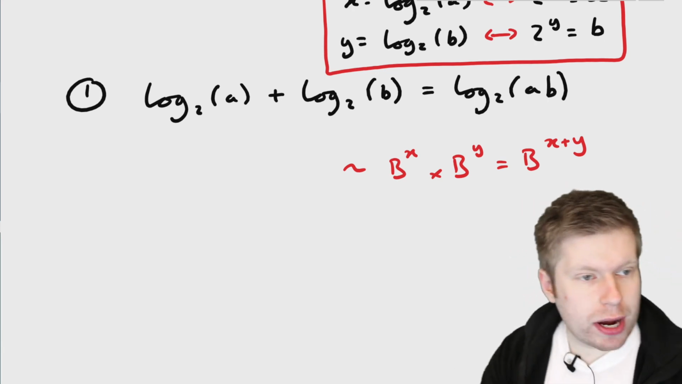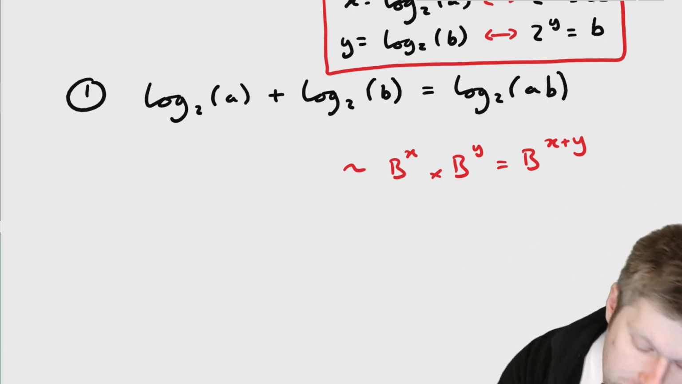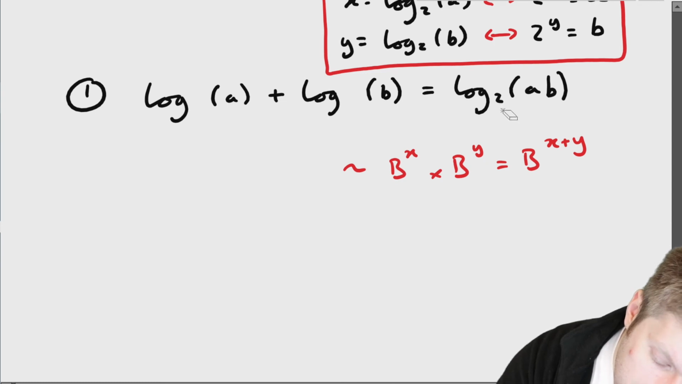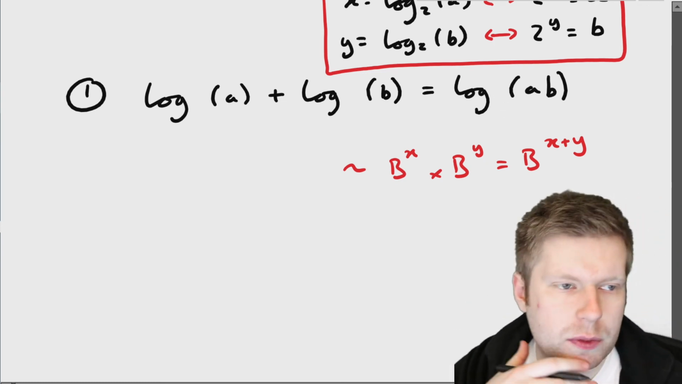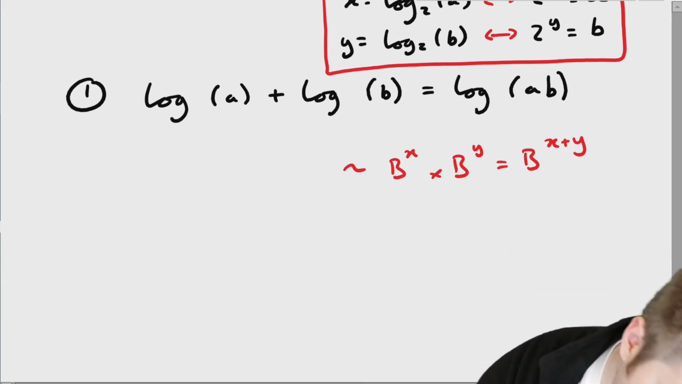Now I can do the next one really straightforward and easily as well. By the way, I'm just going to get rid of that 2, just because it doesn't actually matter what the base is, like I say. So log of a plus log of b equals log of a times b as long as the base is the same. Let's look at the next one then.